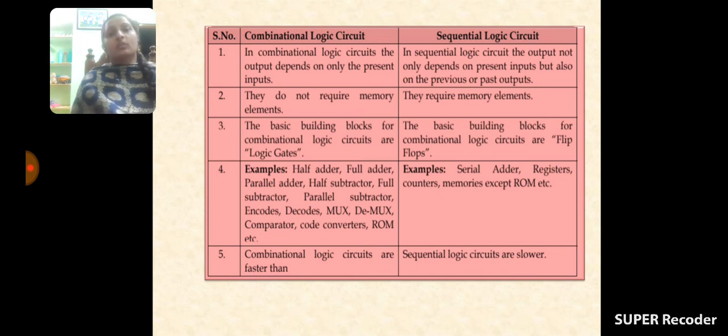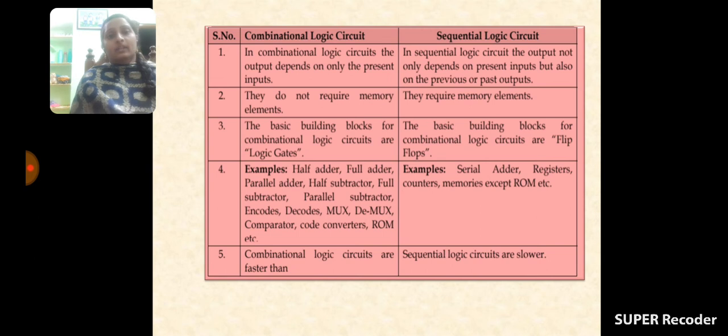And while coming to combinational logic circuits, they do not require memory elements. Why? Because there is no need of storing previous stage outputs. Present input is enough to produce the present output. But in sequential logic circuits, present output depends on the previous stage outputs, so there is a compulsory need of storing the previous stage output. So to store the previous stage output, memory elements are required.